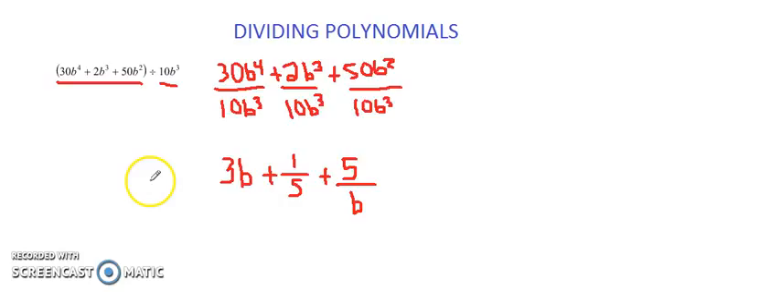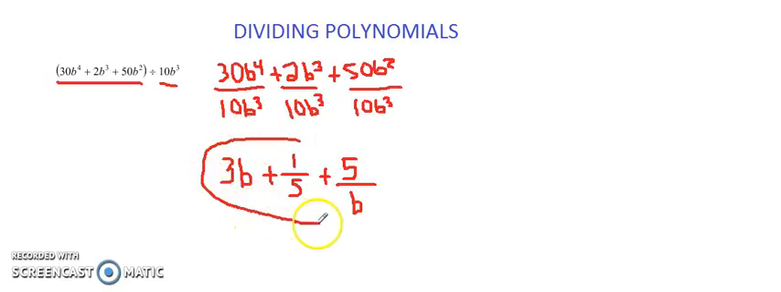So, reviewing what we did in dividing polynomials. We first wrote down our entire first expression. Next, we divided each individual term by 10b to the third. So we took 30b to the fourth divided by 10b to the third, did the same to our second term, and we did the same to our third term. After simplifying, we came up with our most simplified answer: 3b plus 1/5 plus 5 over b.